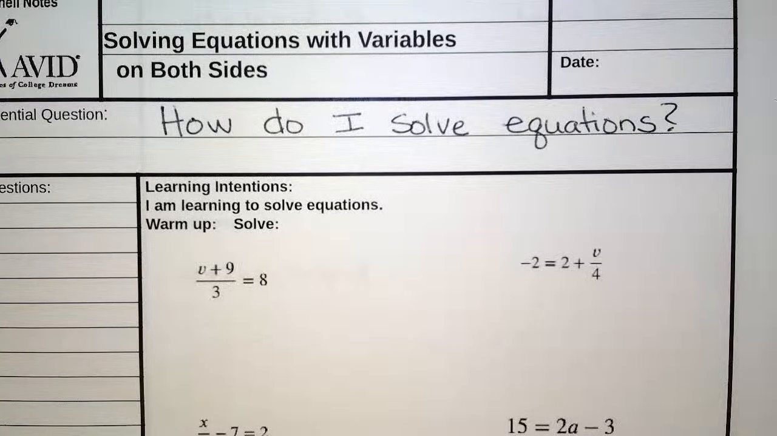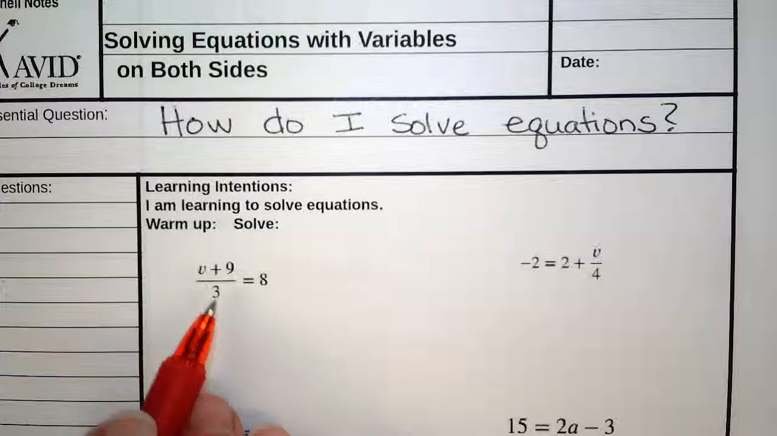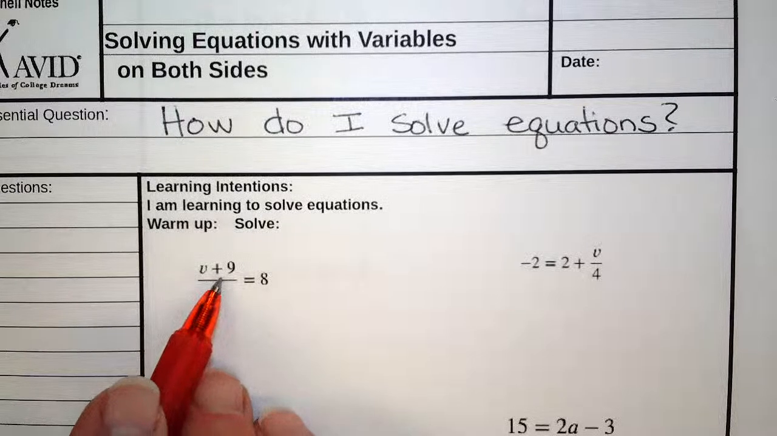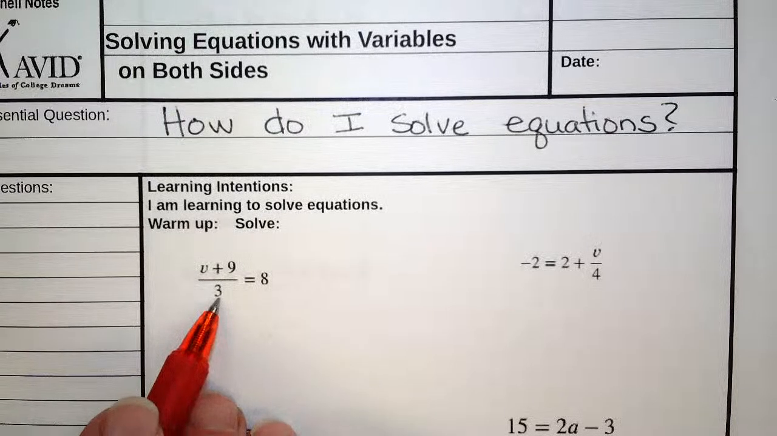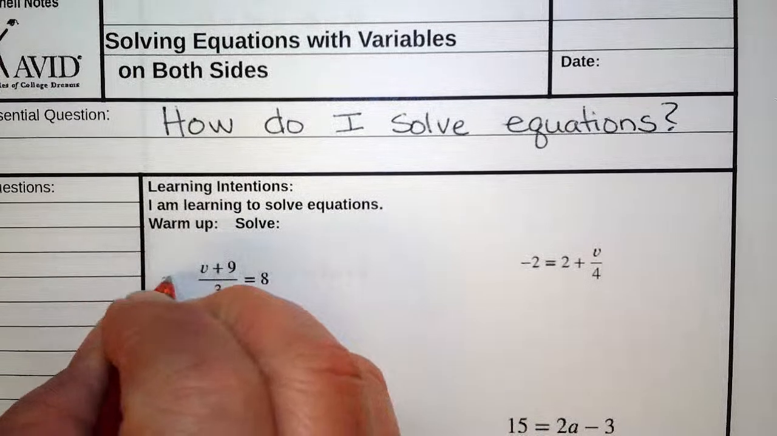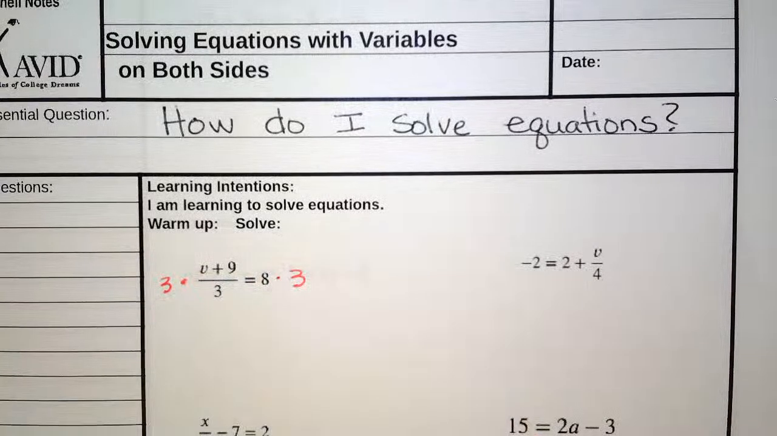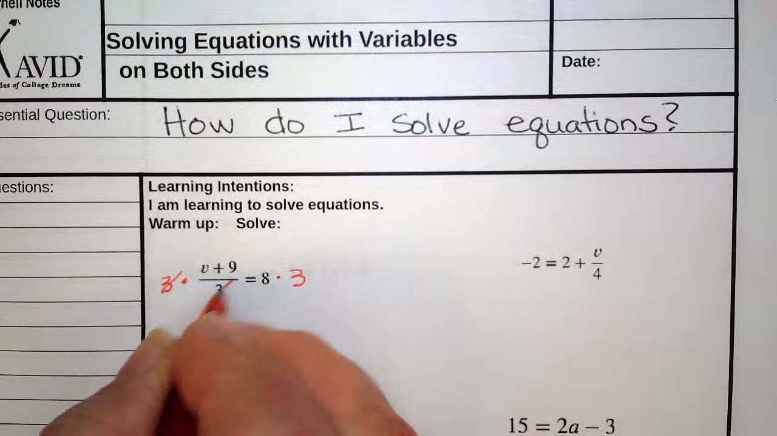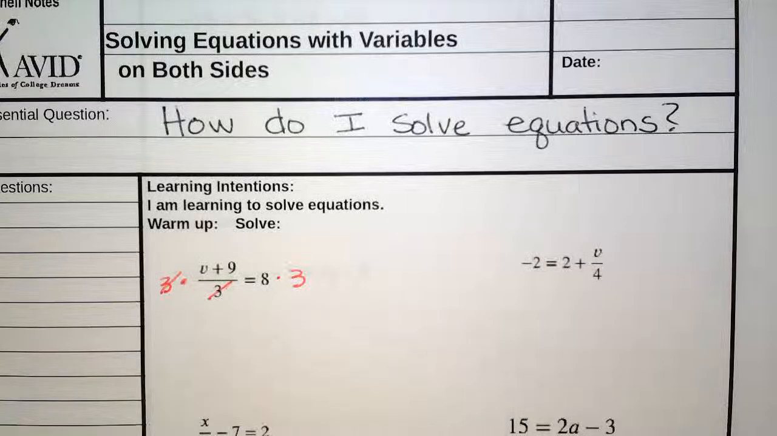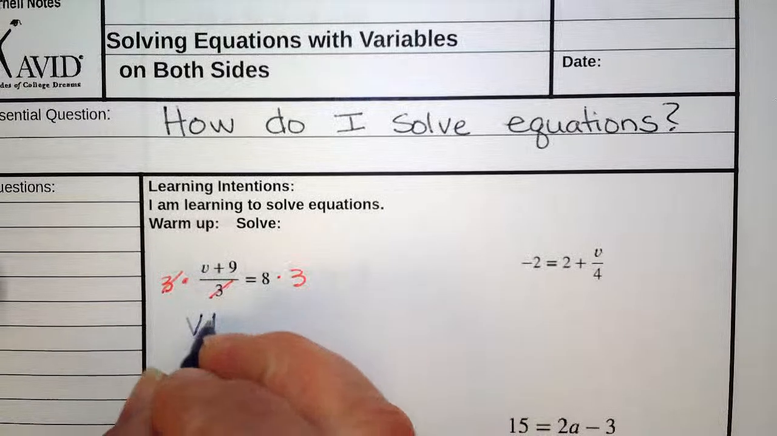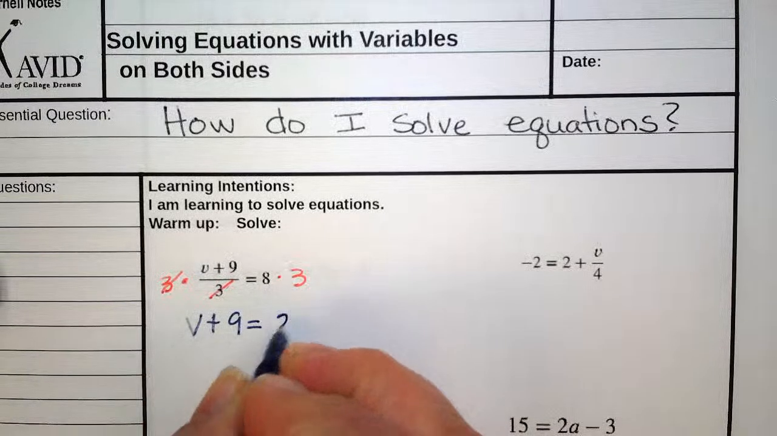If we're looking at the first one, I hope you're just checking your answers now. I've taken v, I've added 9, and then divided by 3. What was the last thing I did? Divide by 3. How do I undo that? Multiply by 3. So I'm going to multiply both sides by 3. 3 divided by 3 is 1. That cancels out. V plus 9 is equal to 24.